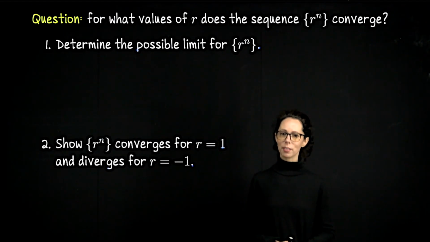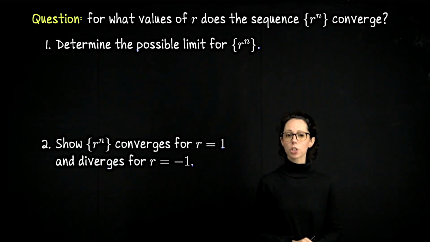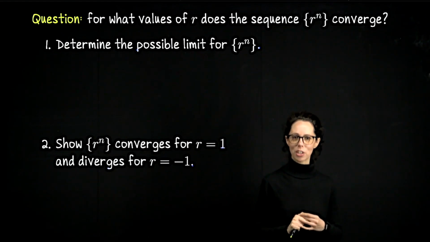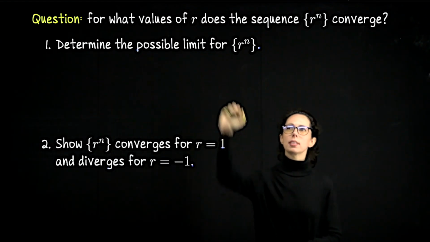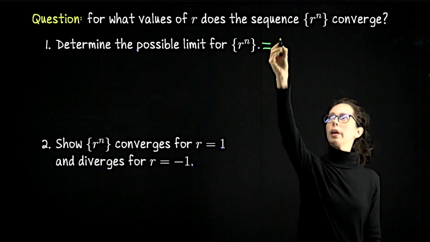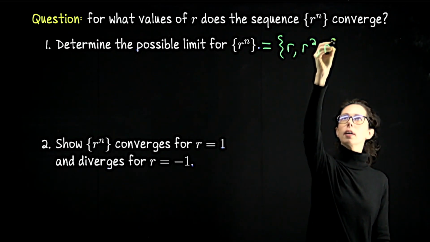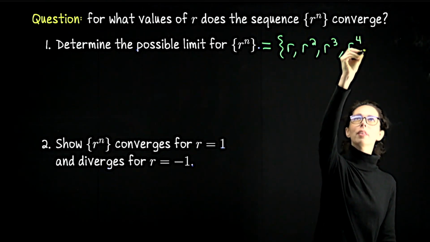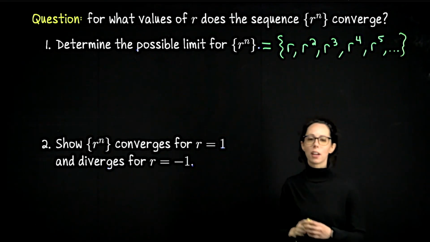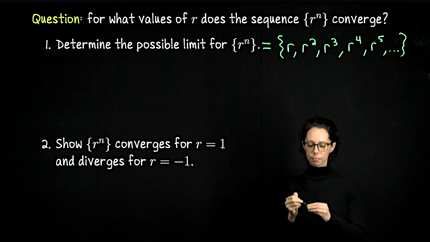Let's answer the first question. If the sequence r to the n converges, what could it possibly converge to? And again, I would like to try to use our theorems to analyze this question. So let me write out what the sequence looks like. We have r to the n, which is going to look like r, r squared, r cubed, r to the fourth, r to the fifth, and on and on. What could be the limit of this sequence?